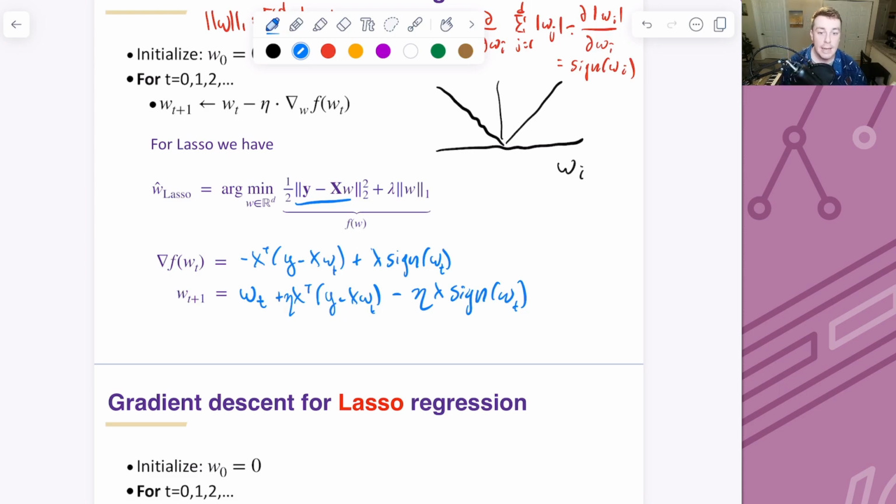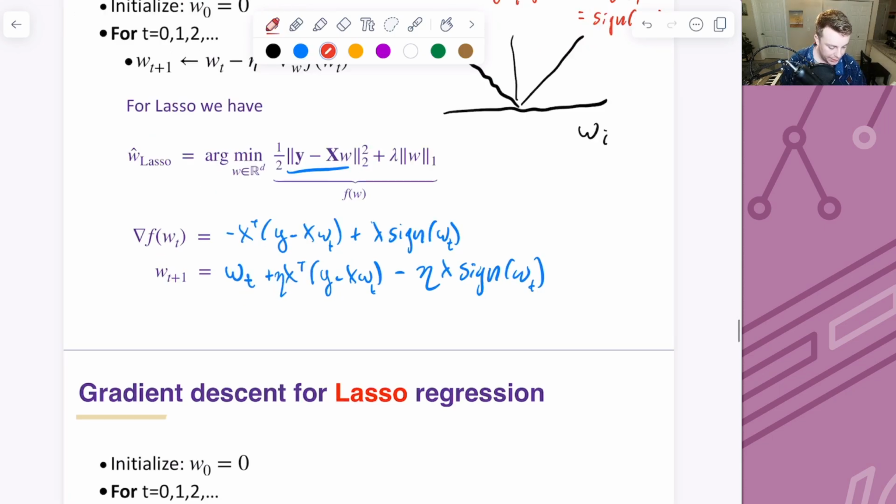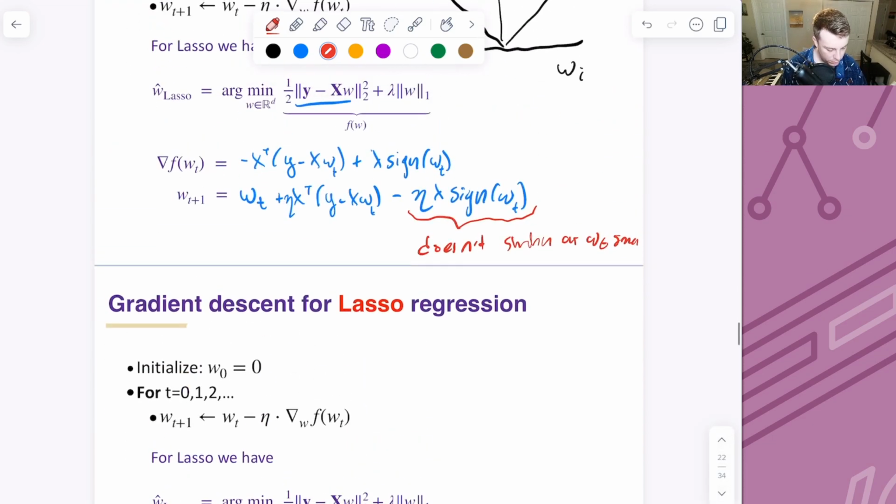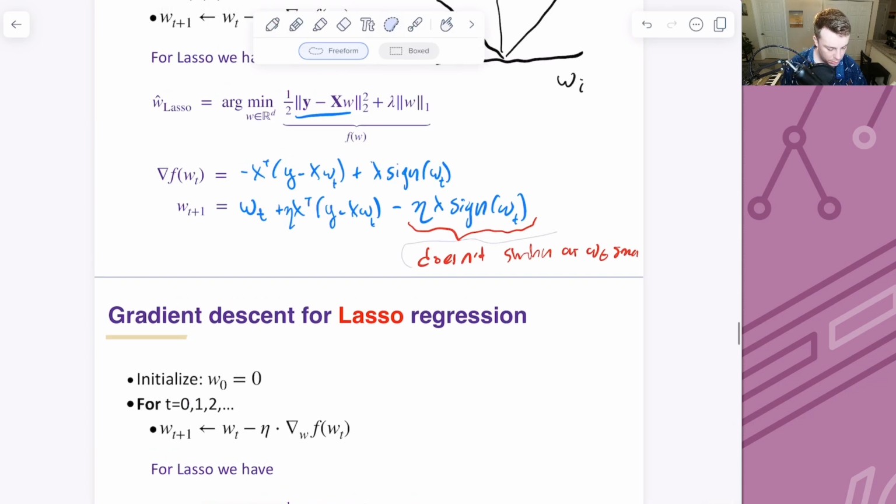Okay. Now, one thing to note about how lasso works is that this term here doesn't shrink as w_t gets small. Maybe let me move that over.